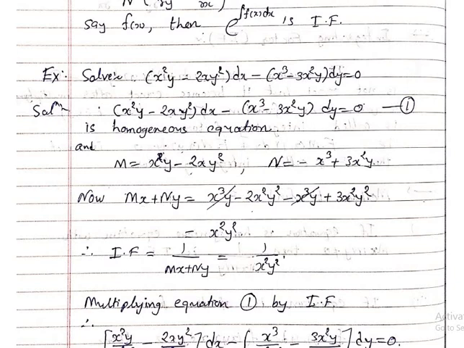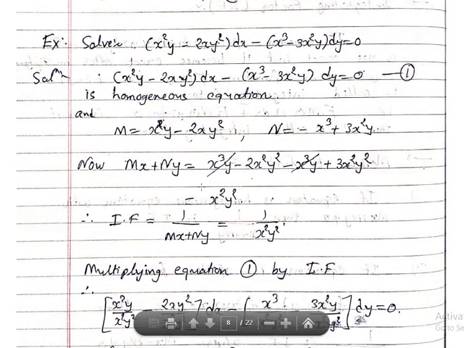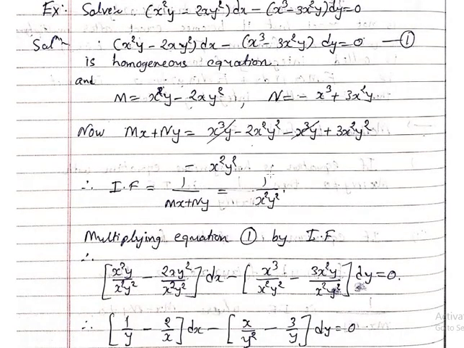So M into x plus N into y. M into x is x cube y minus 2x square y square, and N into y is minus x cube y plus 3x square y square. So x cube y will cancel out, and we will have 3x square y square minus 2x square y square, that is x square y square. So our integrating factor is 1 upon Mx plus Ny, that means 1 upon x square y square.